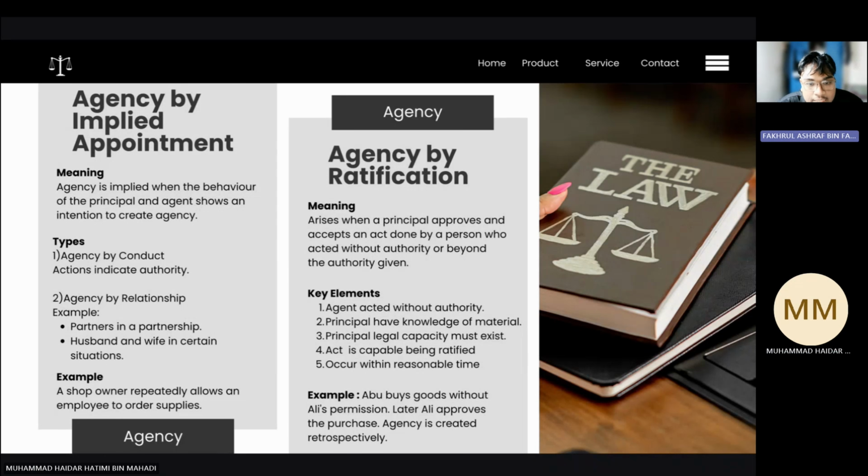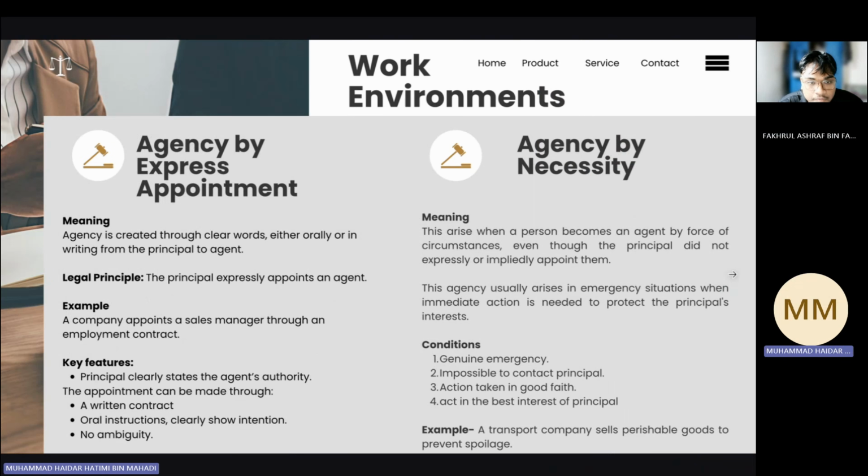Occur within reasonable time. This could be explained with an example: Abu buys goods without Ali's permission. Later Ali approved the purchase. Agency is created retrospectively. Next.